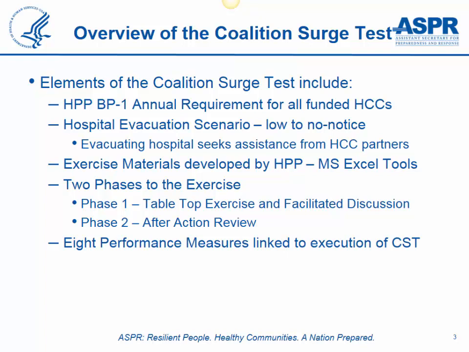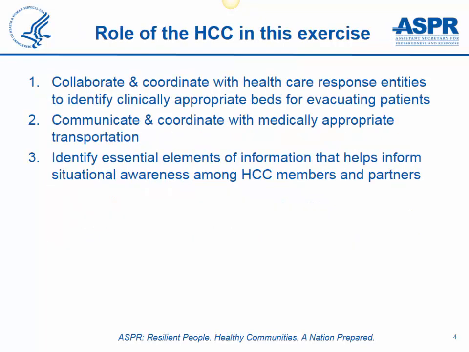And there are 2 phases. Phase 1 is a tabletop exercise with a facilitated discussion. Phase 2 is an after-action review. And then there are 8 performance measures linked to the execution of this. So that's an overview of the test. So what's the role of the healthcare coalitions? What are we really ultimately trying to get to?